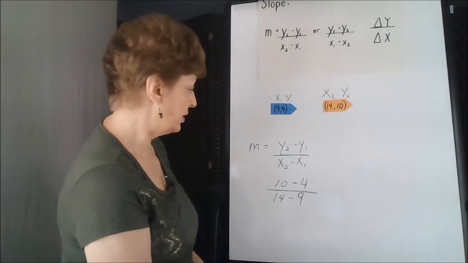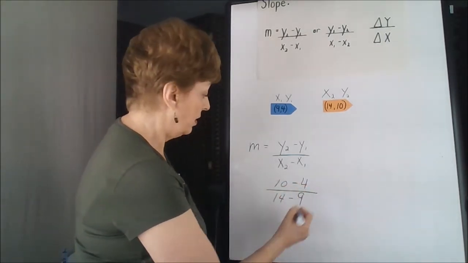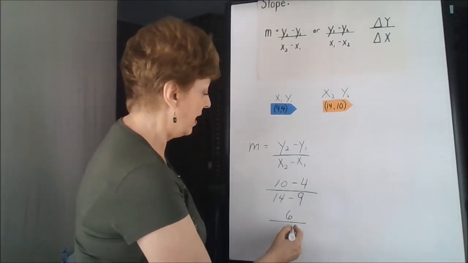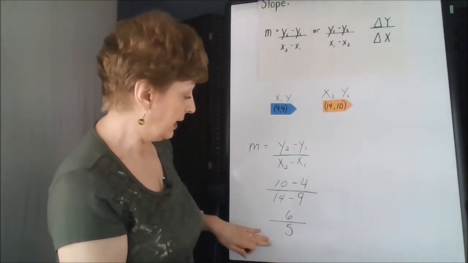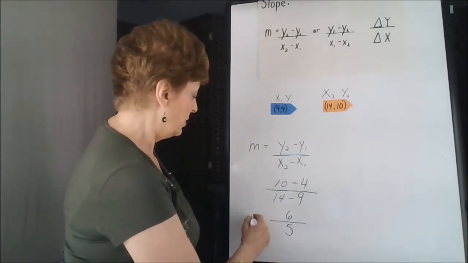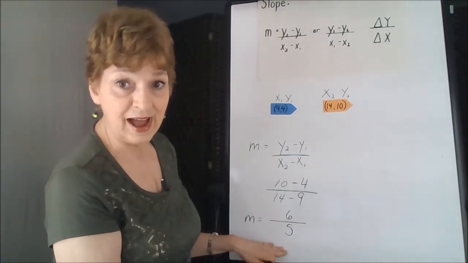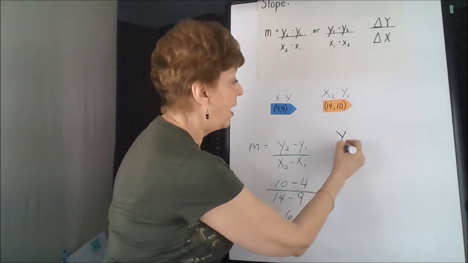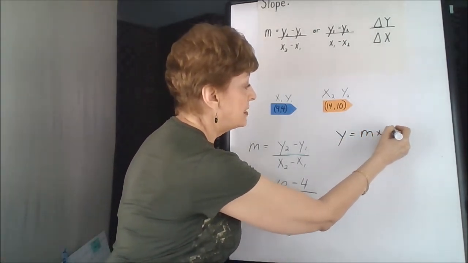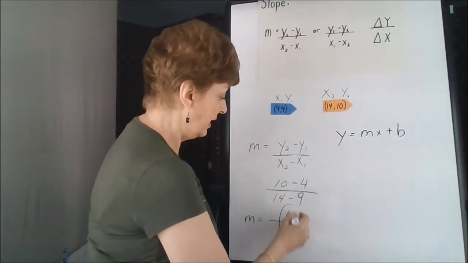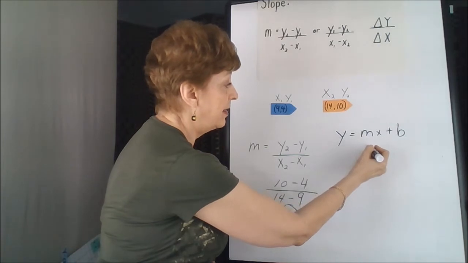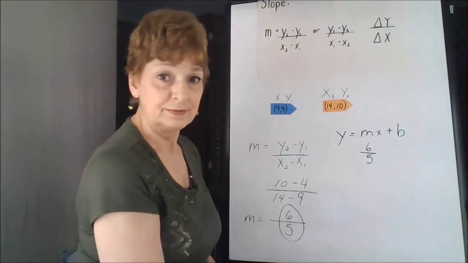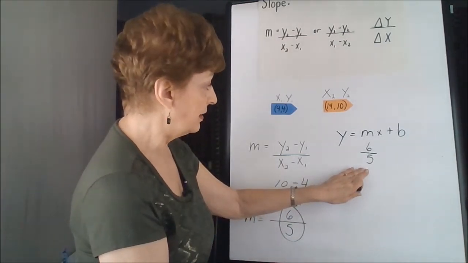Now we can do the calculation. 10 take away 4 is 6. 14 take away 9 is 5. We can leave this as a fraction. M is equal to 6 over 5. So we could go back to our formula y equals mx plus b, and this number here would fit right underneath the m. So 6 over 5. That's the slope of this line.